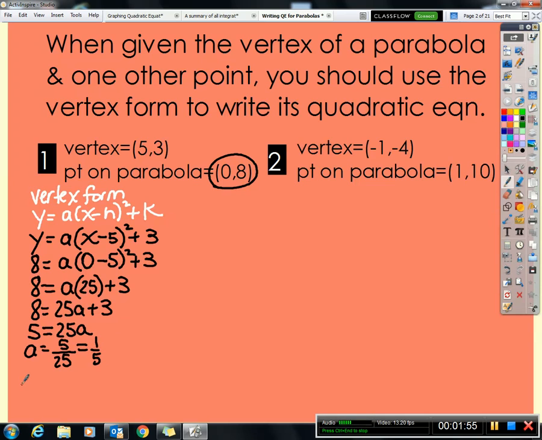Now, you can say y equals a, which I now know is 1/5, times (x minus 5) squared plus 3. All right, if it asks you to leave it in vertex form, you are done. A lot of times I'll ask you to rewrite from vertex form back to standard form. So if I ask you to go to standard form, and I may or may not ask you to do this, so you'll just have to read the instructions. Remember, standard form is ax squared plus bx plus c.